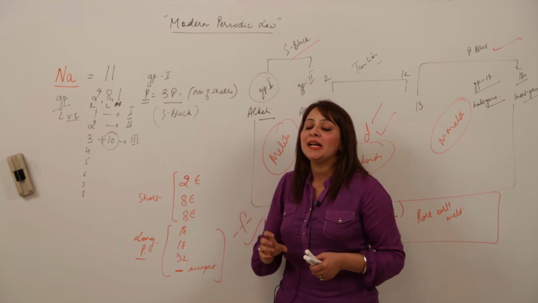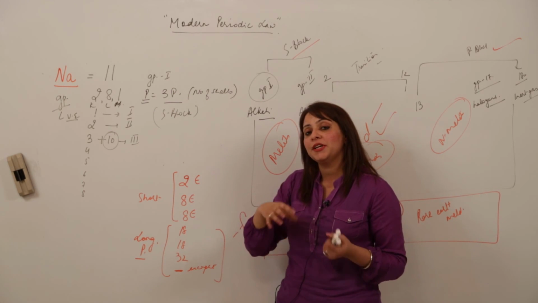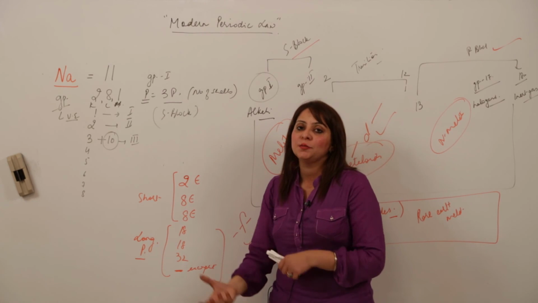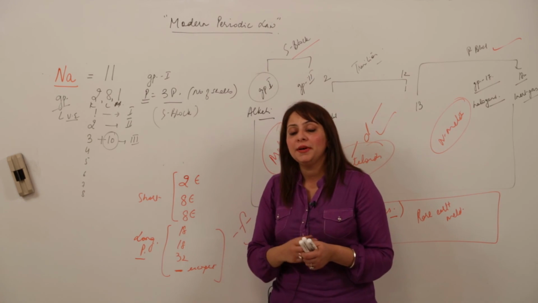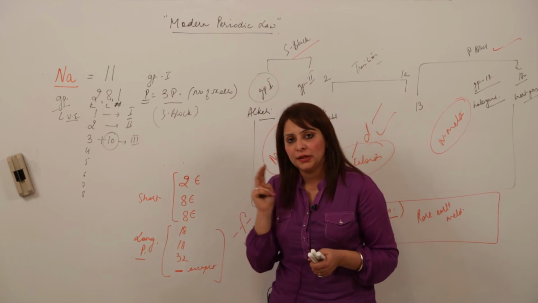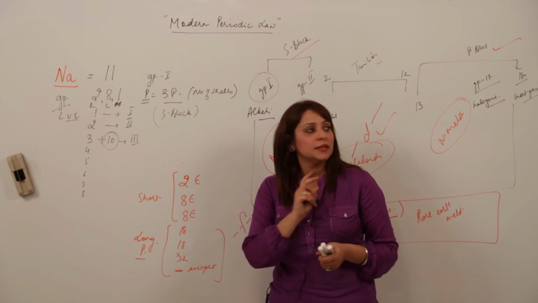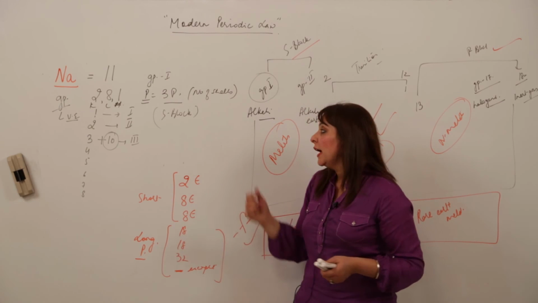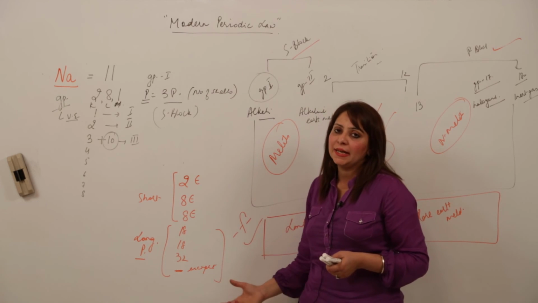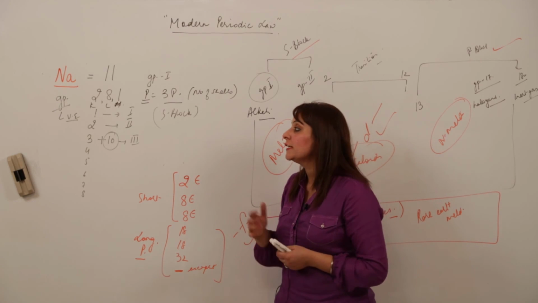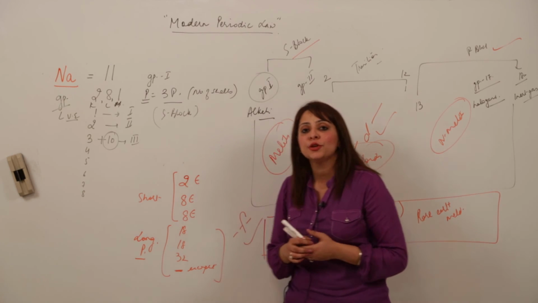And if you remember that this group is given a particular name, then just write that it belongs to this. Otherwise you need to remember that groups 1 and 2 belong to the S block, and 13 to 18 belong to the P block, and 3 to 12 is D, and lanthanides and actinides are the F block elements. So this is how you are going to look for the position of the element.